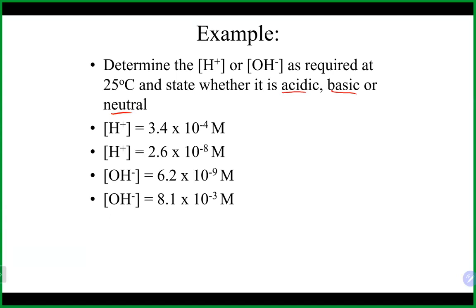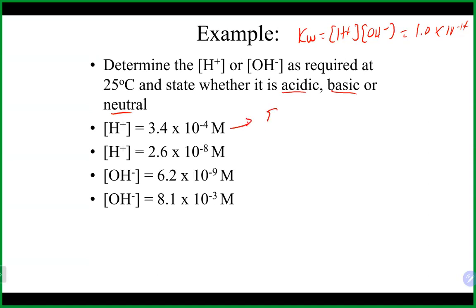Okay, let's take a look. So really, each of these, we're just going to use our KW relationship, which is our H plus concentration times our OH minus concentration. Again, that equals 1 times 10 to the minus 14. So again, it really is sort of the same calculation regardless here. So we'll start with the top one.